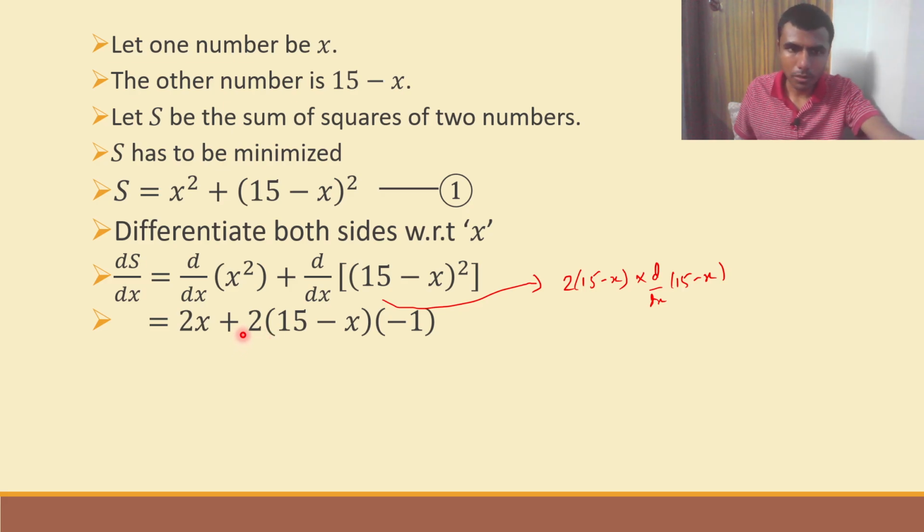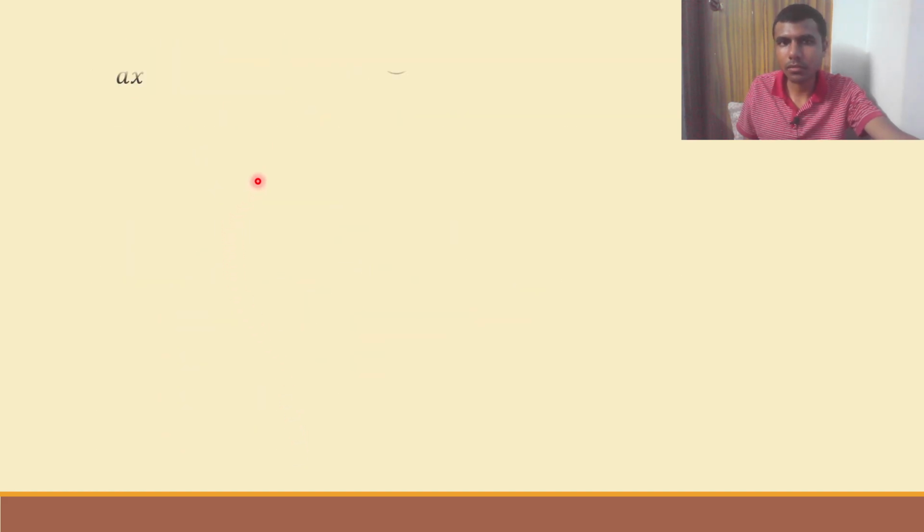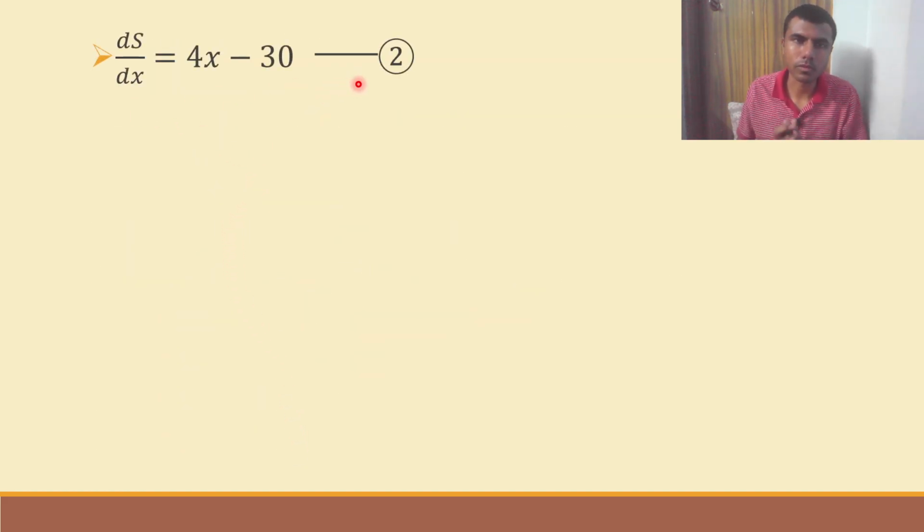Now let's simplify. So minus 1 you can bring it to the front, 2x minus 2 into 15 minus x. Now, 2x minus 2 into 15 is minus 30, minus 2 into minus x is plus 2x. So 2x minus 30 plus 2x. So 2x plus 2x is 4x. So ds by dx will be 4x minus 30. ds by dx is 4x minus 30. Take it as equation 2.